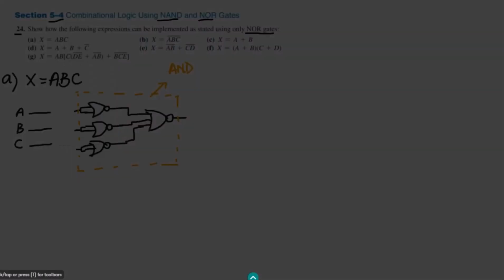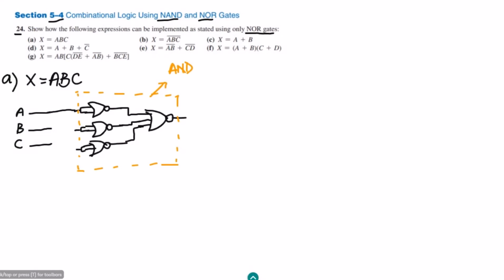Let me connect these inputs to it. This is the first input, this is the second, while this is the third input, and at the output of it we will get x, and this x is ABC. So this is the NOR gate representation of part A.